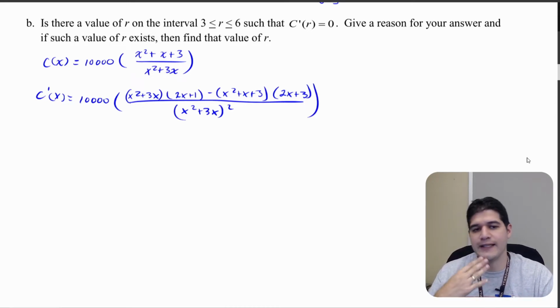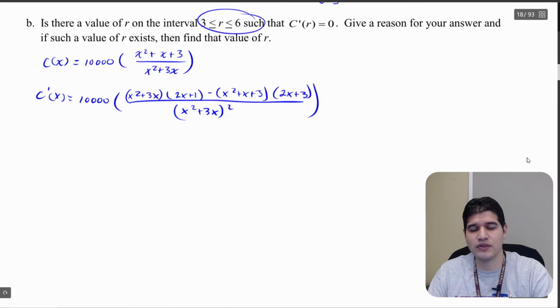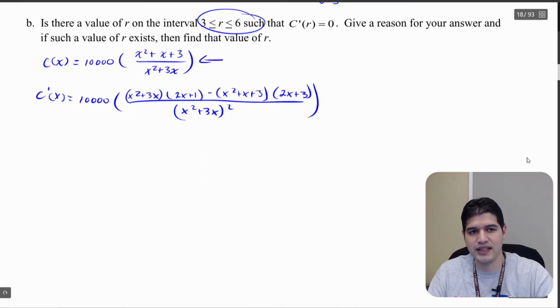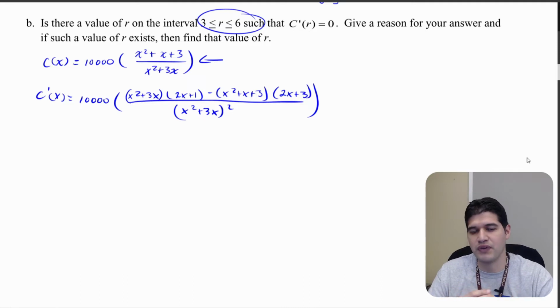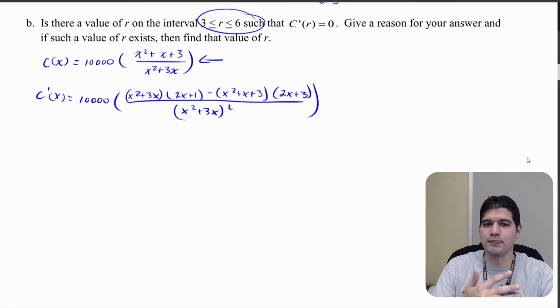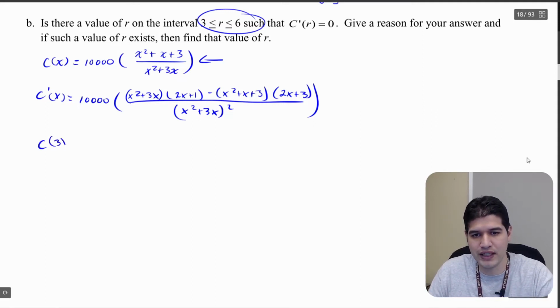And what I notice here is that the denominator is squared, and the only value where it would not be defined is when x equals 0, and that is not on the interval I'm looking at from 3 to 6. So the function is continuous from 3 to 6, and the same thing goes for the derivative. So the function is continuous and differentiable. Now what's the next part of Rolle's theorem that we need? Well, let's check out what C of 3 is and C of 6 is.